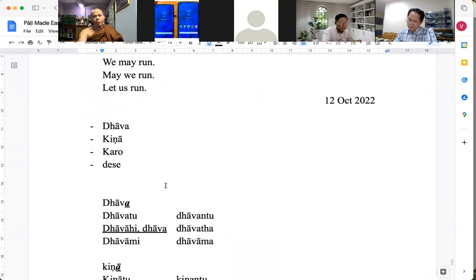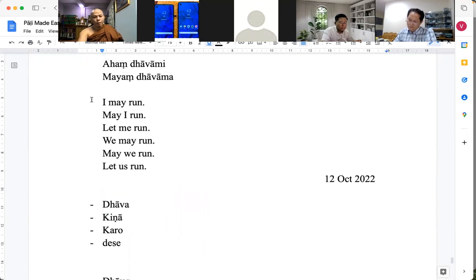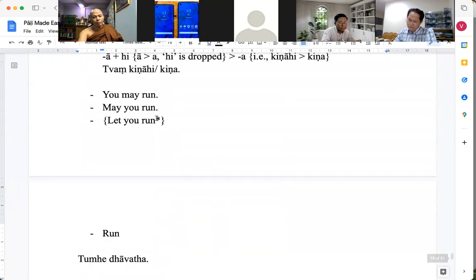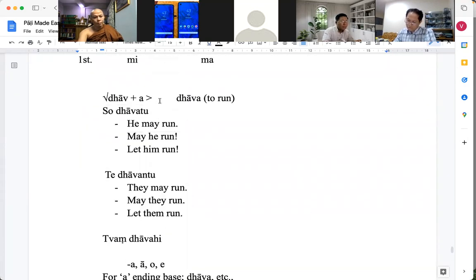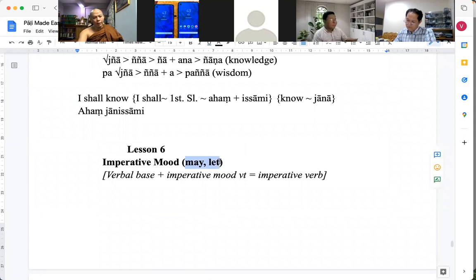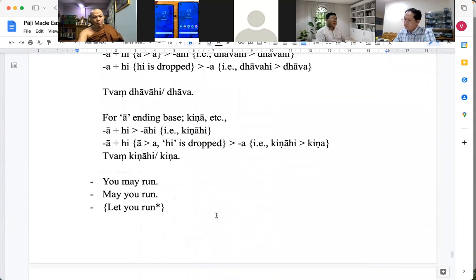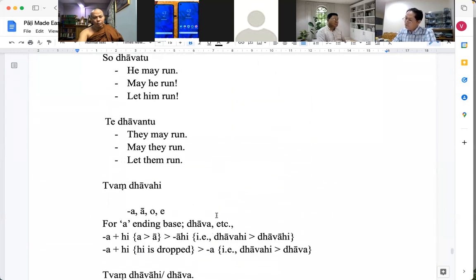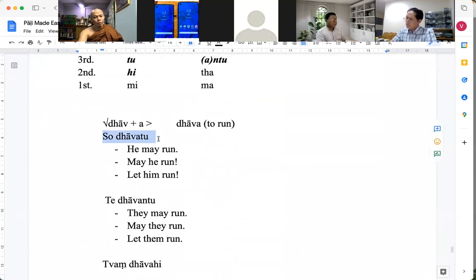And then, to translate them into English, here there are three ways, using the imperative verb terminations, you know, may or let. Here dawa tu, or dawa tu: using may, he may run, or may he run, or let him run. So there are three possibilities to translate that imperative verb into English. He may run also, or may he run also, let him run also.